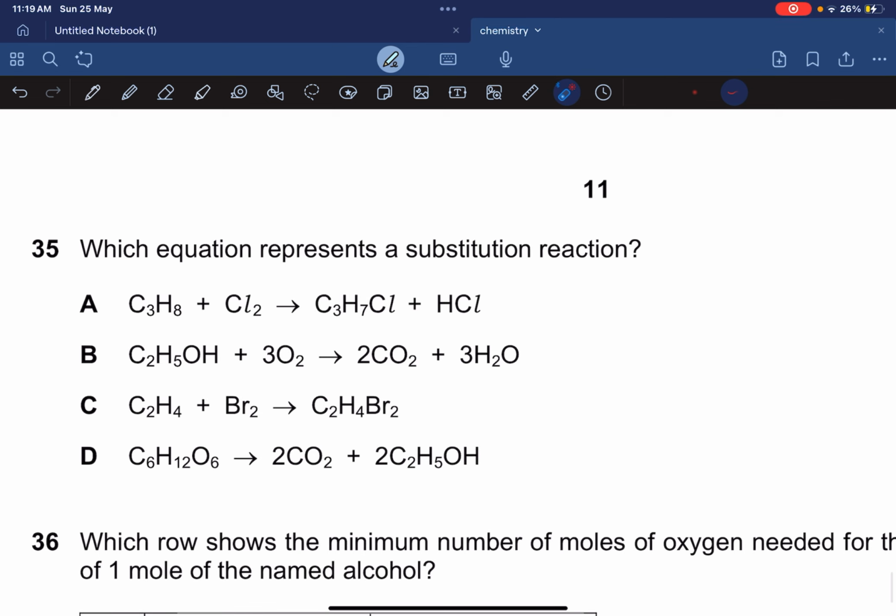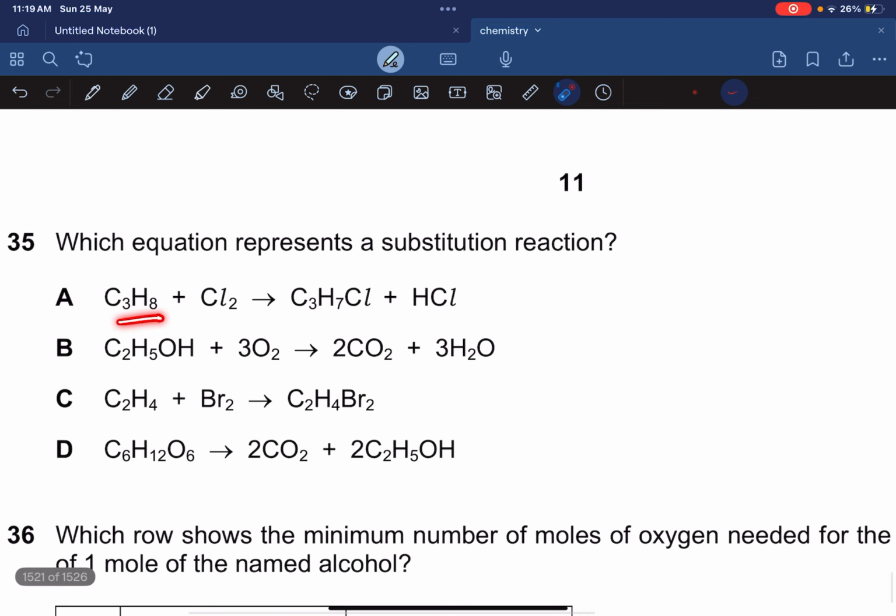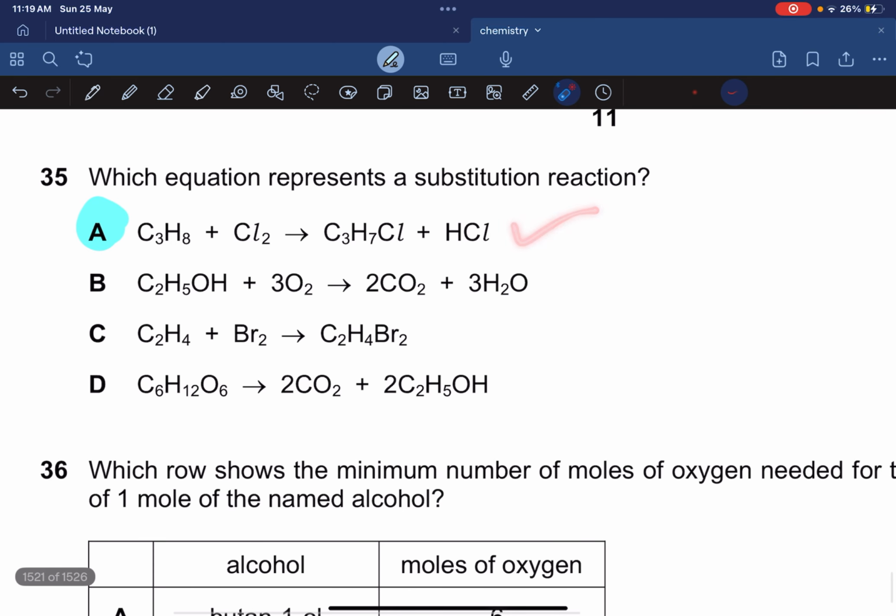Moving on to 35, which says which equation represents a substitution reaction. Okay, so C3H8, that's an alkane. Okay, we are adding chlorine into an alkane and we're forming C3H7Cl plus HCl. I guess option A is correct. What's wrong with option A? It's extremely correct. Moving on to next one. Not a substitution, not a substitution, not a substitution.